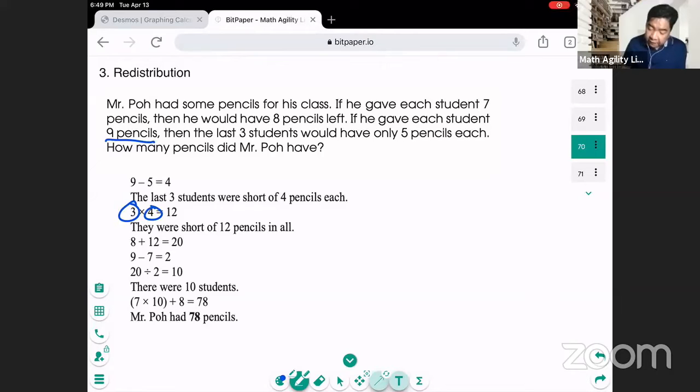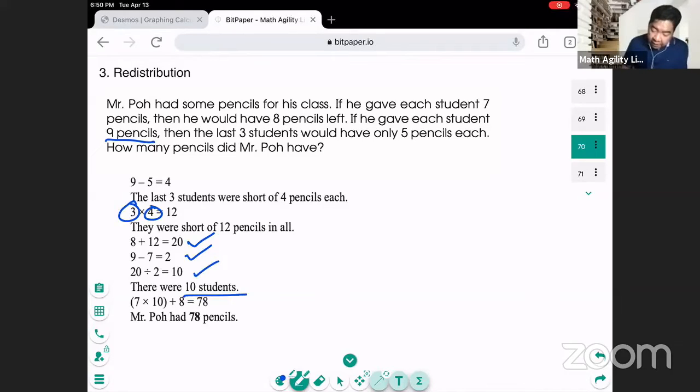So from the first part of the second sentence, it says there that they had 8 pencils left. So 8 plus 12 would be 20. And then in the next line, 9 minus 7 is equal to 2. So 9 minus 7 equals 2. And then from the 20, they divide it by 2. So they have 10. So there were 10 students, right?